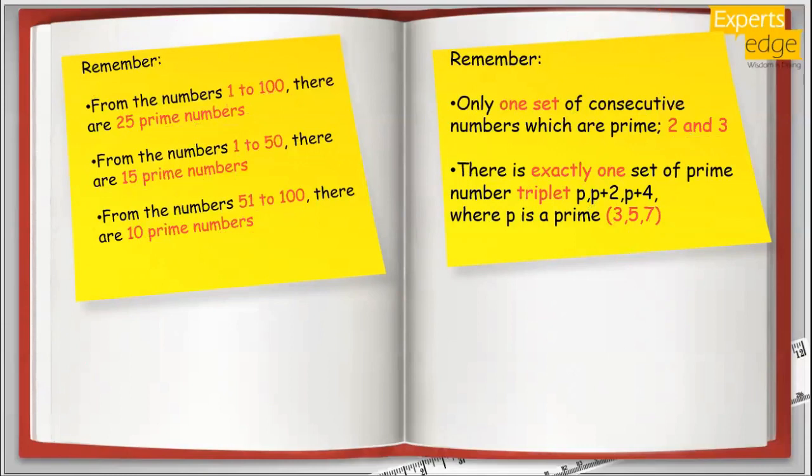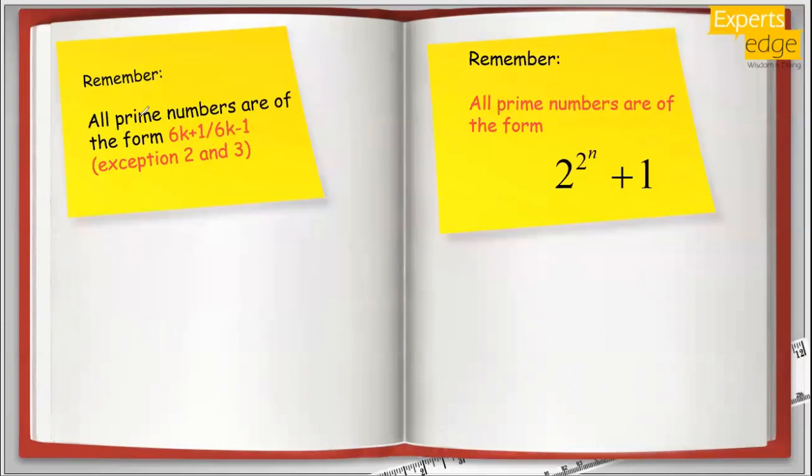The next thing you should keep in mind, and this is very important, is that all prime numbers are of the form either 6k plus 1 or 6k minus 1, exception 2 and 3. You must have seen this in many books, but what is the logic behind this? We'll see the logic as well.